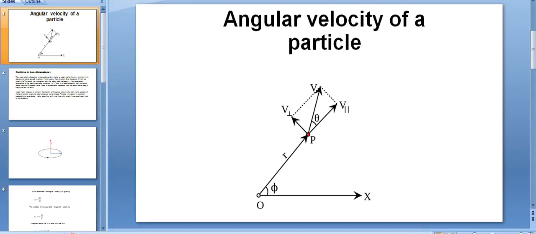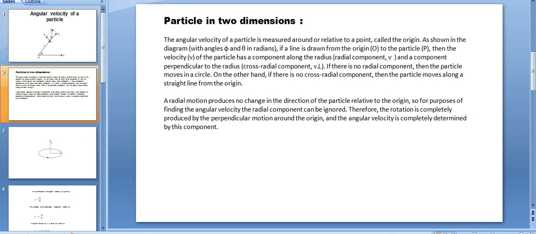Hi friends, today we are discussing the angular velocity of a particle. Particle in two dimensions: the angular velocity of a particle is measured around or relative to a point called the origin, as shown in the diagram with angles phi and theta in radians.